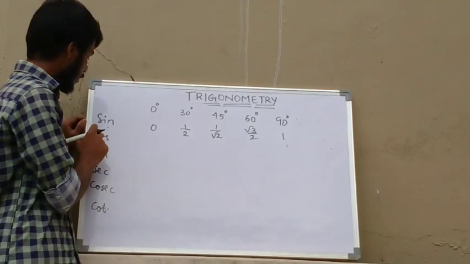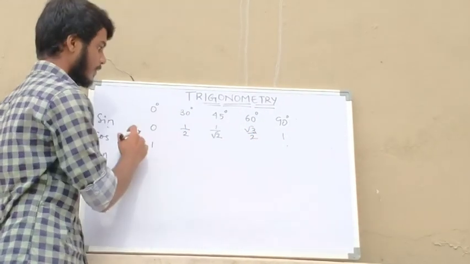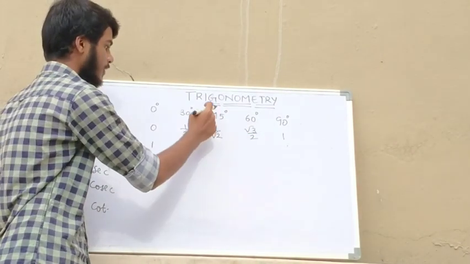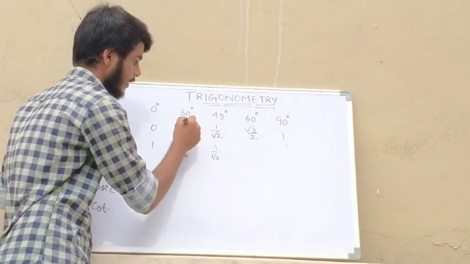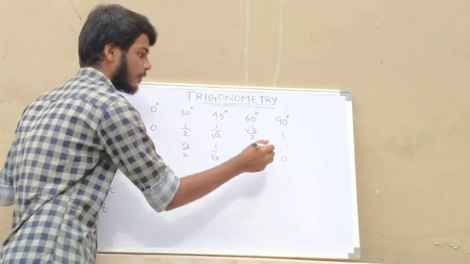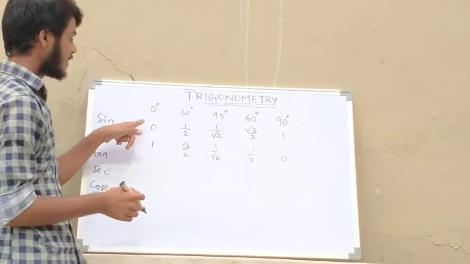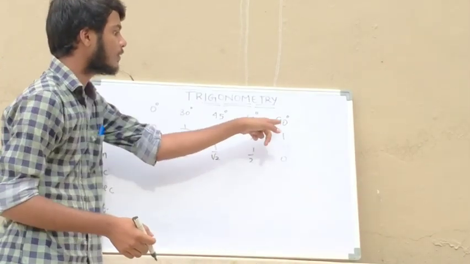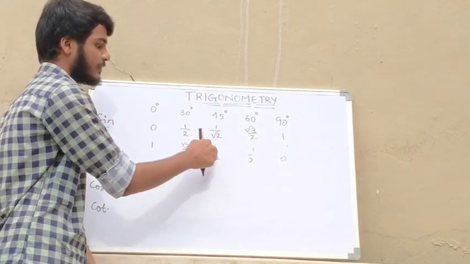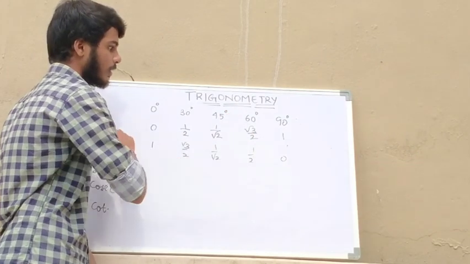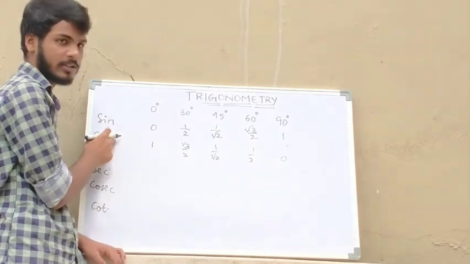The value of cos 0 is 1. Come in reverse. Cos 30 is root 3 by 2. Next 1 by root 2. Next 1 by 2. Next is 0. You need to come from this side. So sin 0, 0, 1 by 2, 1 by root 2, root 3 by 2. So cos 0 is 1, cos 30 degrees is root 3 by 2, cos 45 value is 1 by root 2, cos 60 is 1 by 2, cos 90 is 0. You need to come in reverse. Both are reverse in direction.